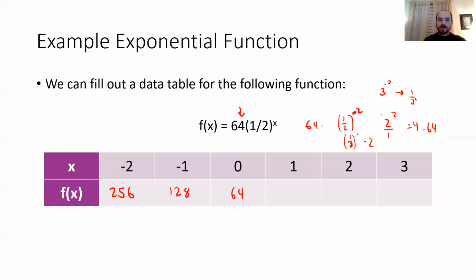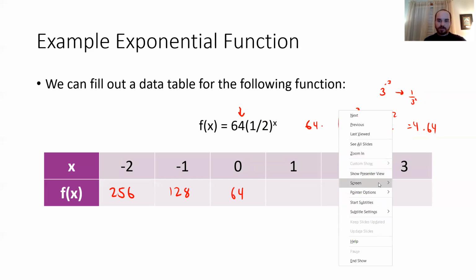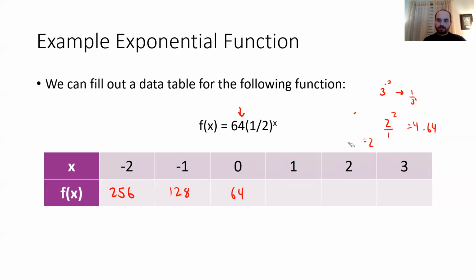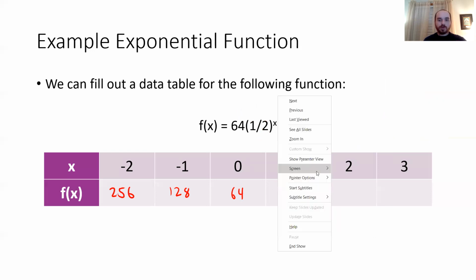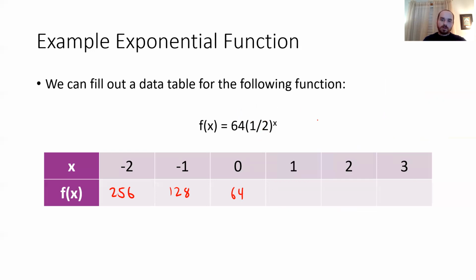And then we start plugging in positive numbers that are a little easier to work with. So first of all, let me erase some of this stuff so I have room. And then we'll do all the positive ones. So first, we're going to have 64 times 1/2 to the power of 1. Obviously, 1/2 to the 1 is just 1/2. 64 times 1/2 is 32.